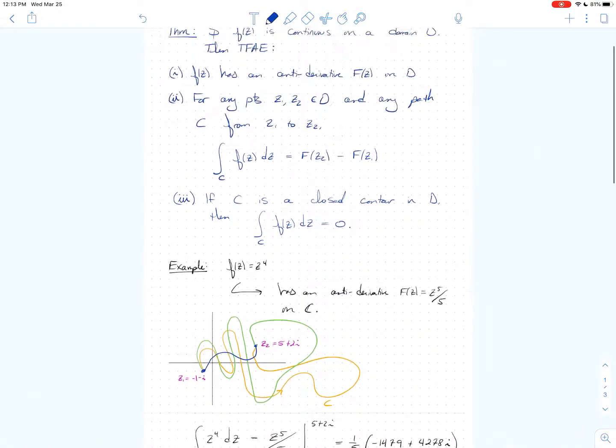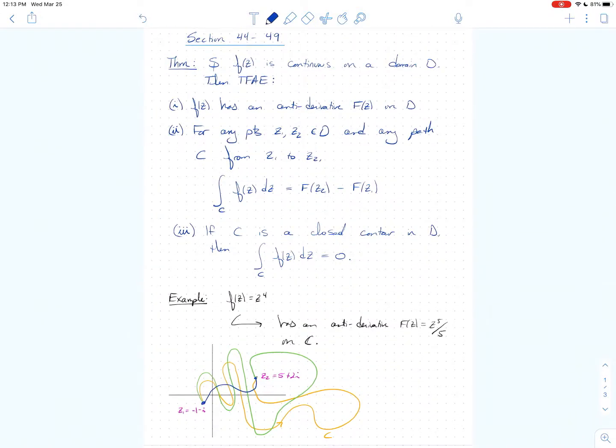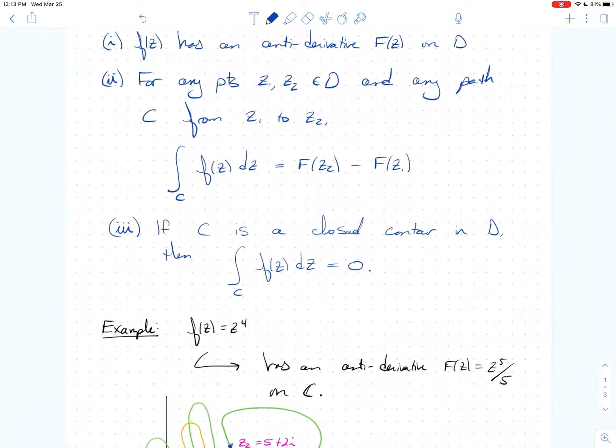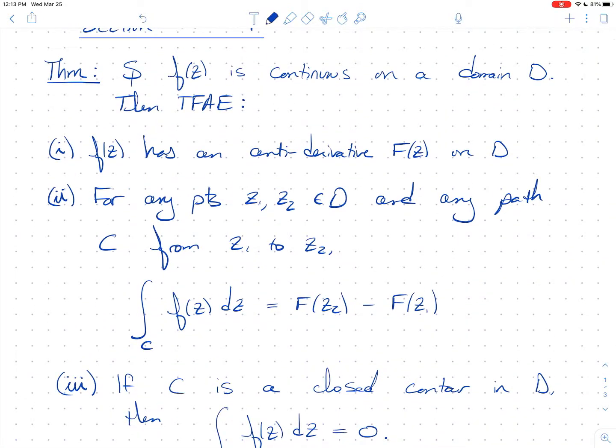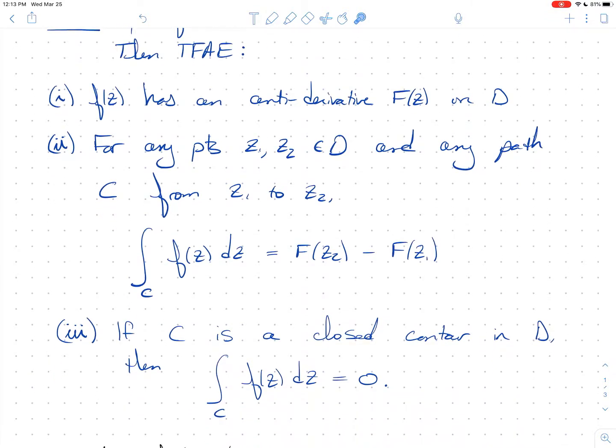However, it's limited in the sense that you need to know what the antiderivative is and be able to compute it. So let's just go back one more time. I have a continuous function. F is continuous. I'm integrating a continuous function on a domain D, right? And if I have an antiderivative of my little function, then I can use that antiderivative to evaluate contour integrals. So that's our first result.